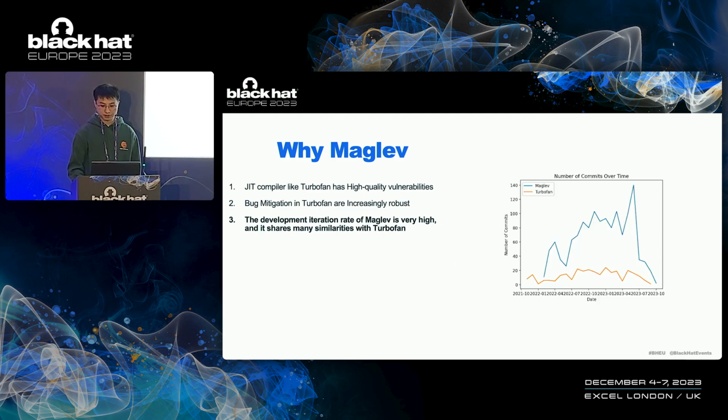Over the past year, the Maglev compiler project has seen rapid development progress. By July of this year, the basic development was completed. As shown in the picture on the right, Maglev's number of commits in the past year far exceeded that of Turbofan. Maglev has some similar optimization systems like Turbofan, which made it a good target to explore.